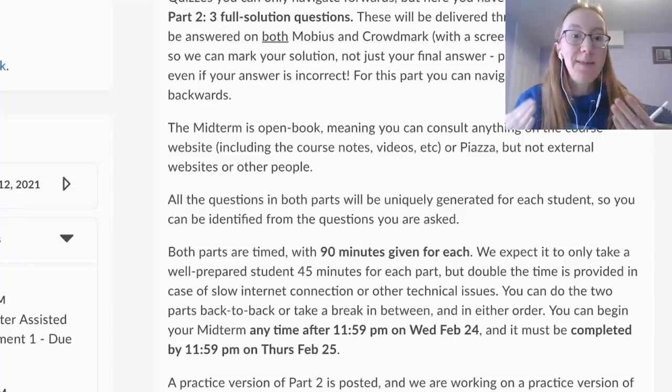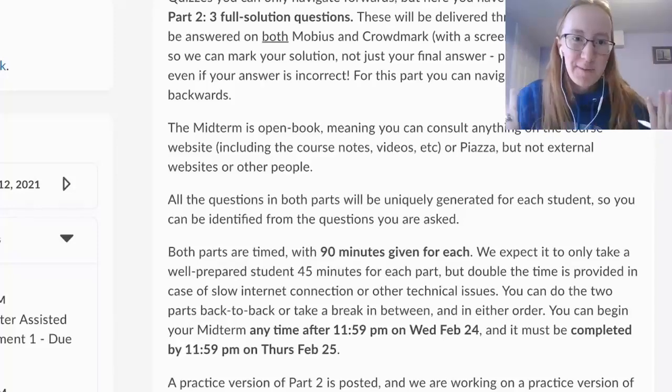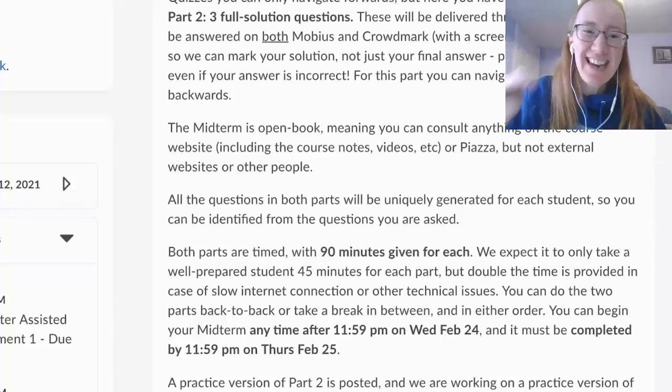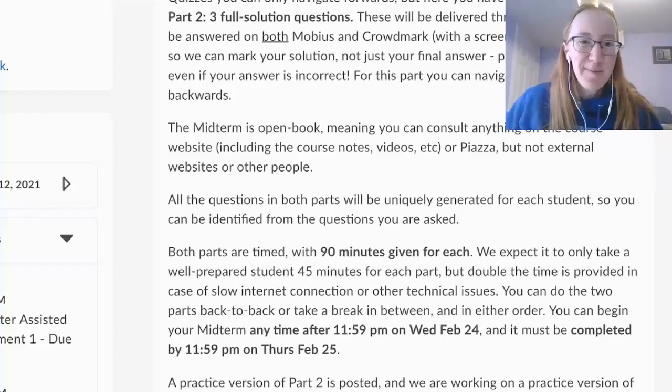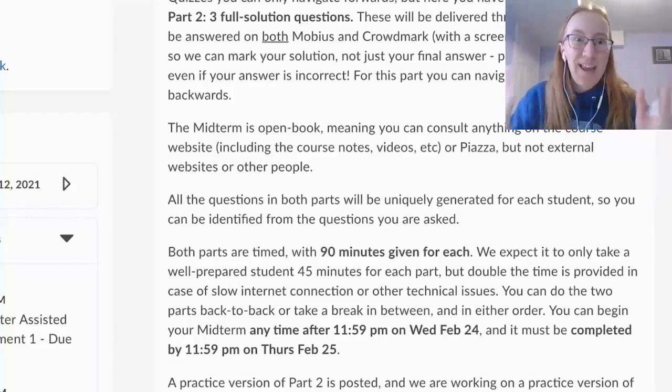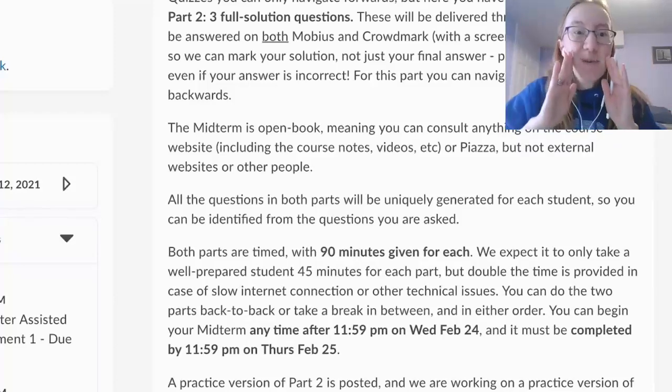So don't open them both at the same time, because then you're basically running out the clock on both of them simultaneously. That's like challenge mode, I guess. If you really, really want the in-class experience, you can open both parts at the same time, and then you only have 90 minutes for the entire thing. I do not recommend that.